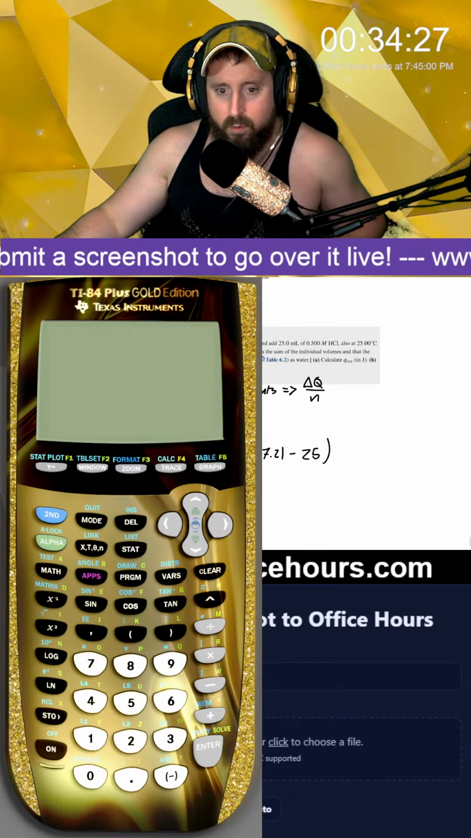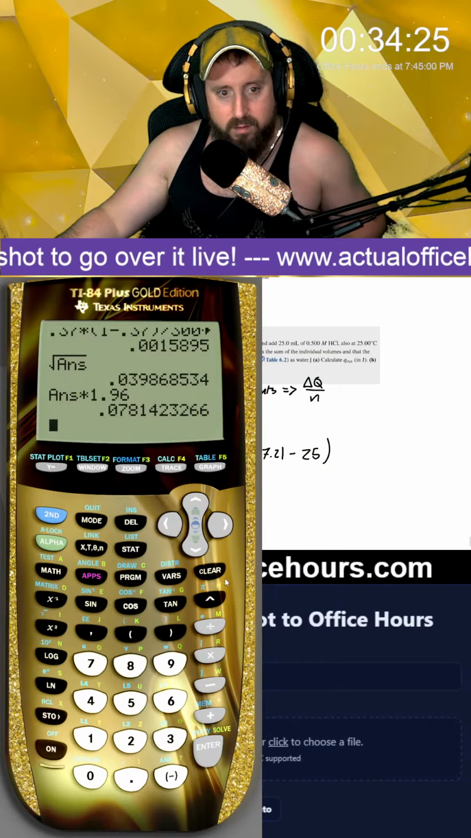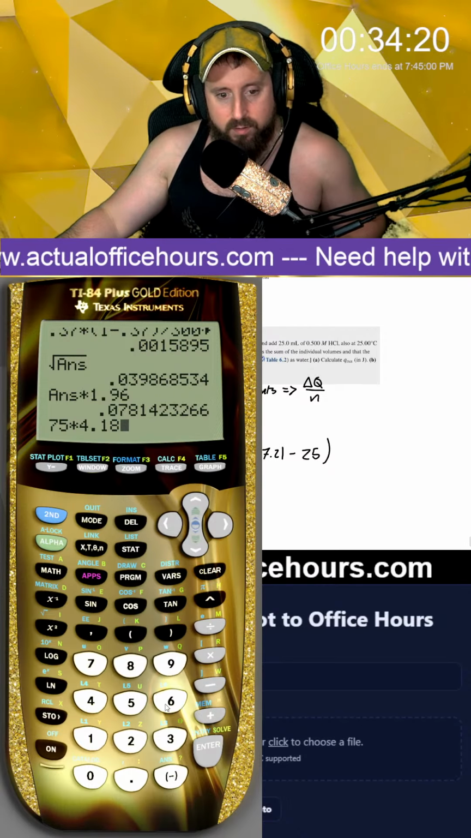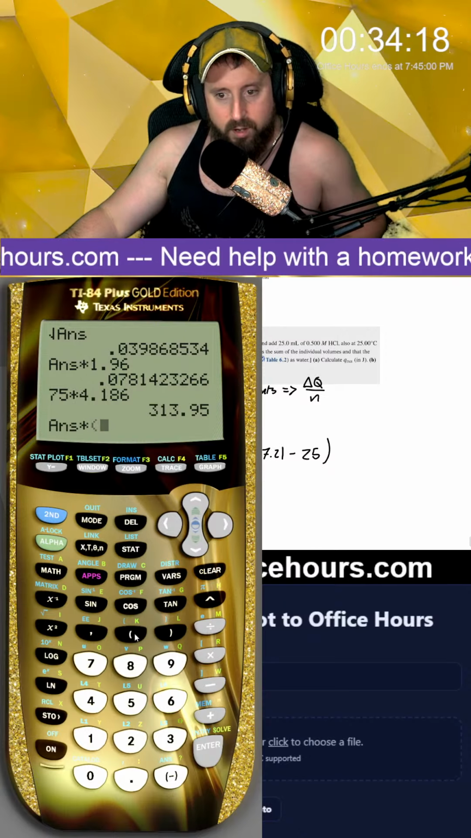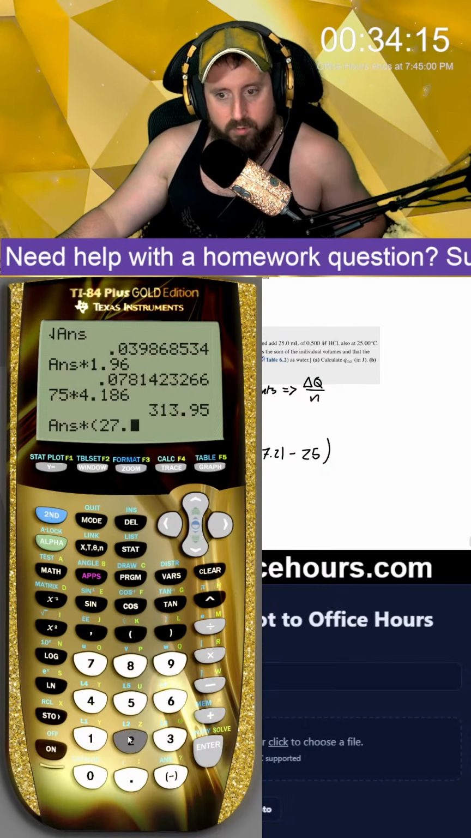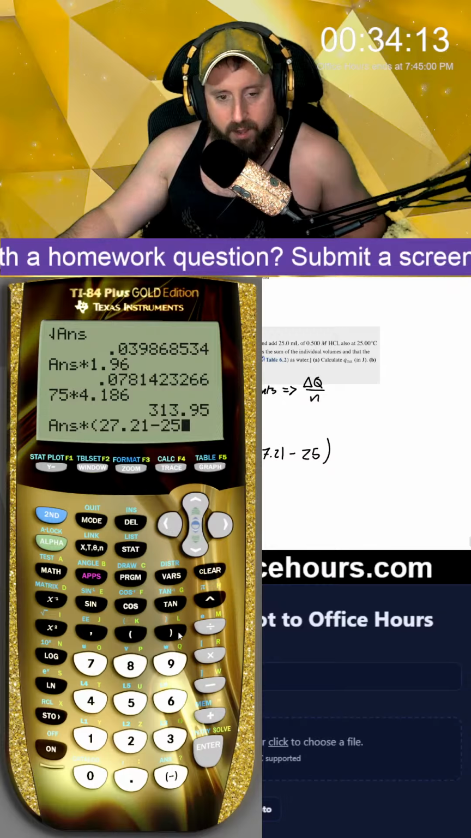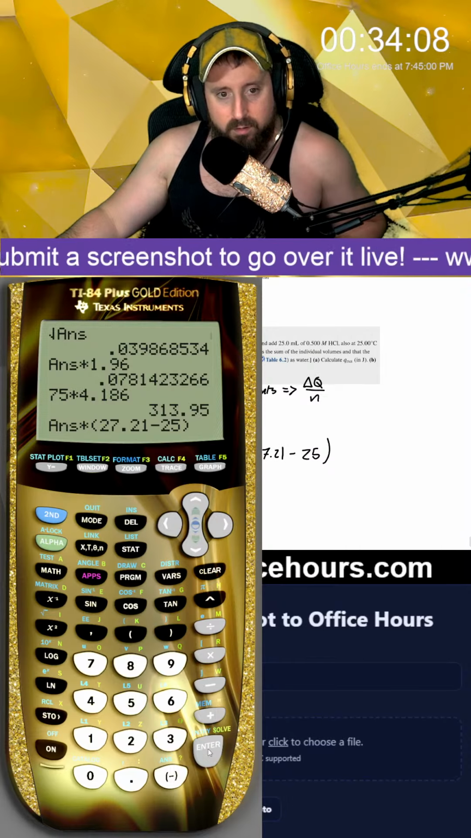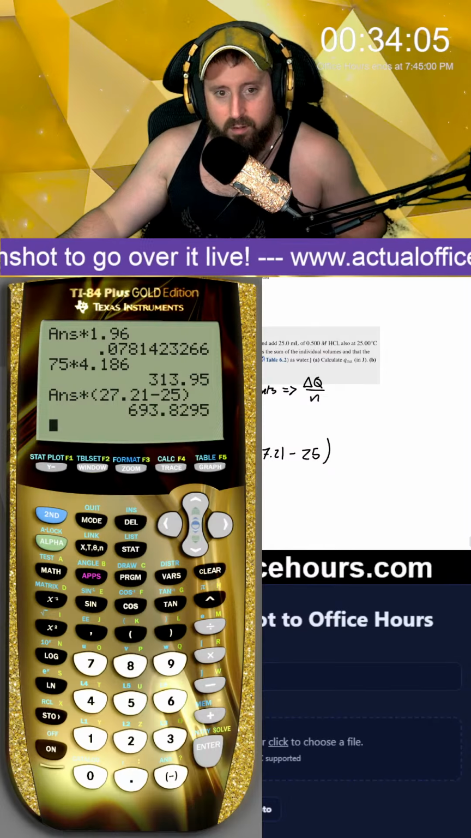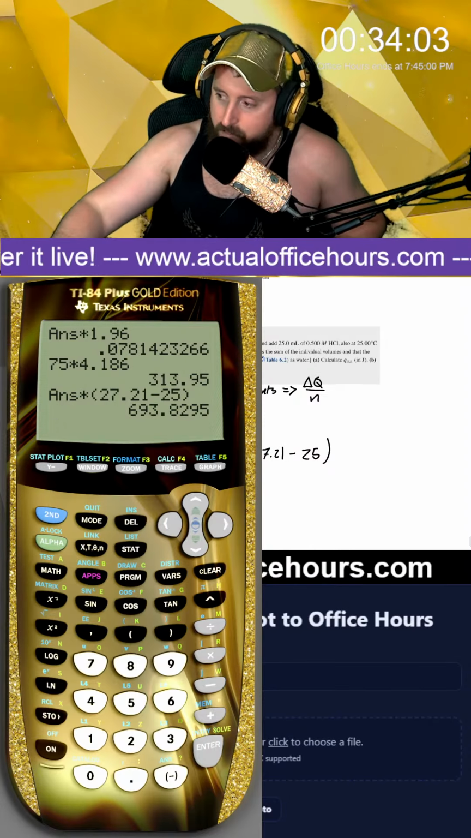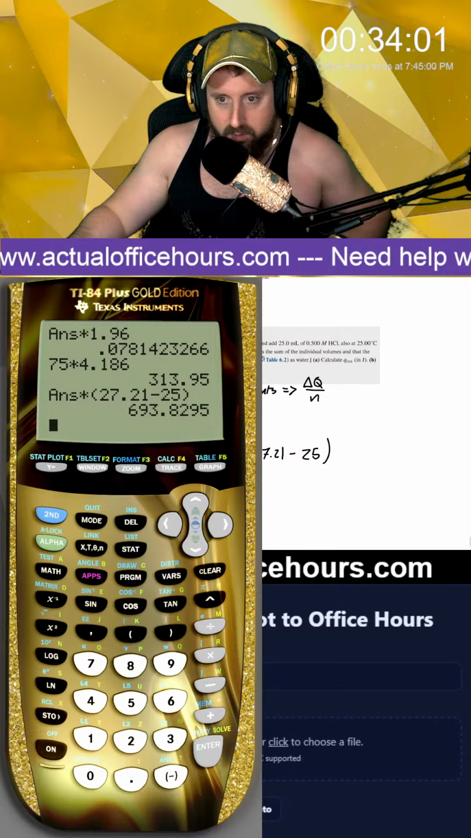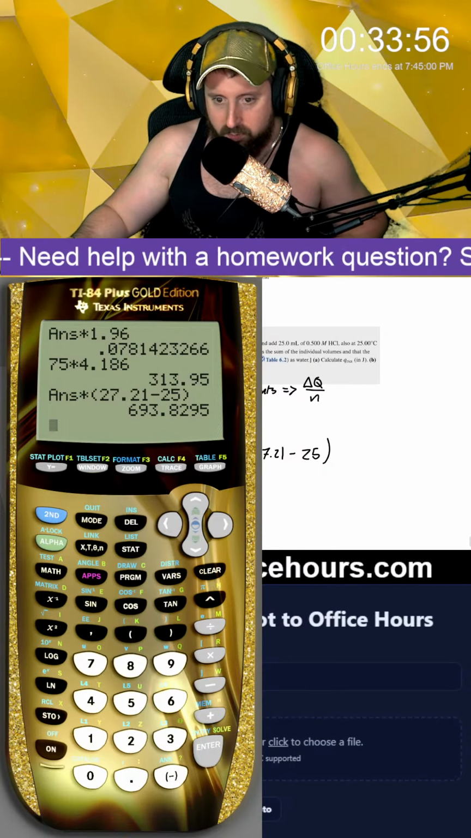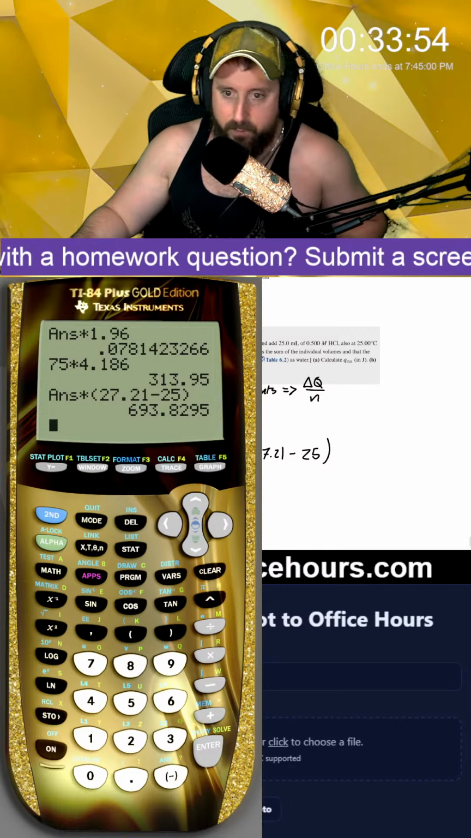Okay, cool. So that ends up being 75 times 4.186 times 27.21 minus 25. And I think Q is negative because it's exothermic at this point, right? So that equals 694. Nice. So this is equal to 694 joules. Cool. That's equal to Q.